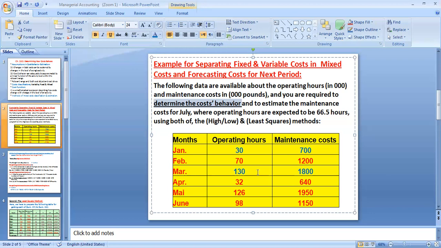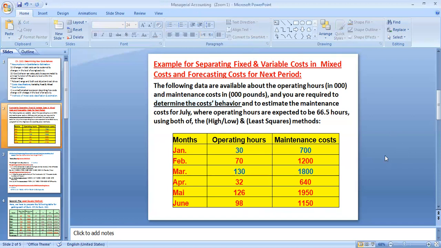That's why it is not fixed and it is not variable. So it is mixed cost. So determining the cost behavior, these are mixed cost. Why? Because if they are fixed, they must be the same at each level, and they are not the same. If they are variable, dividing the cost of each month on its hours must give the same rate per hour, and it is not so. So they are mixed cost.